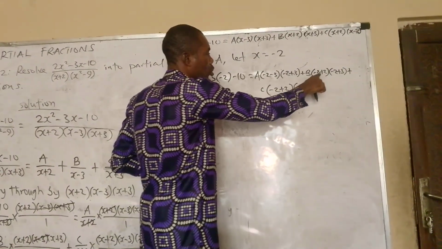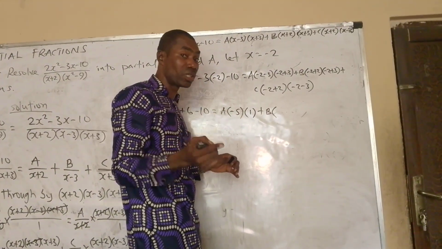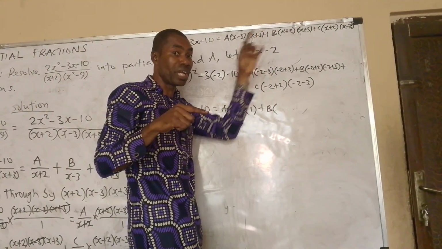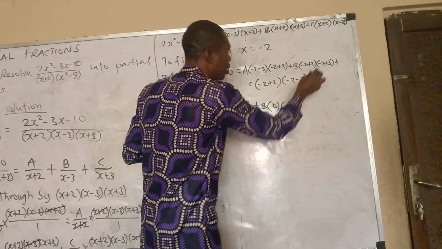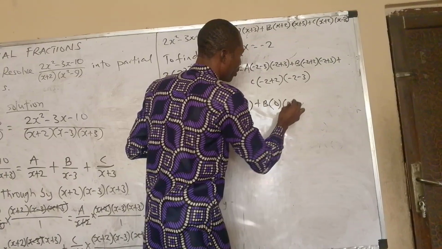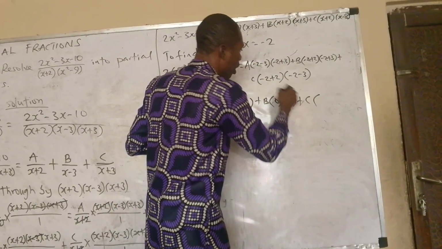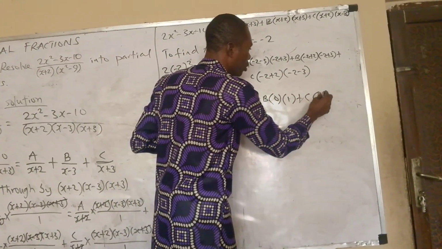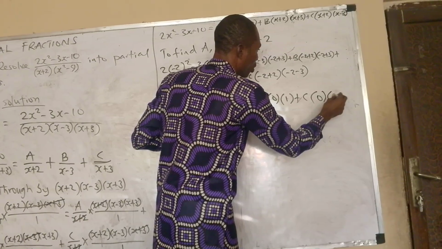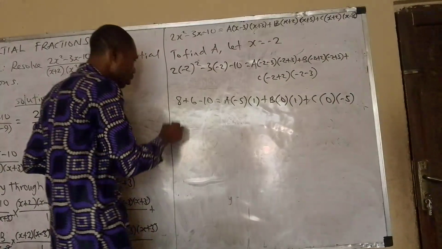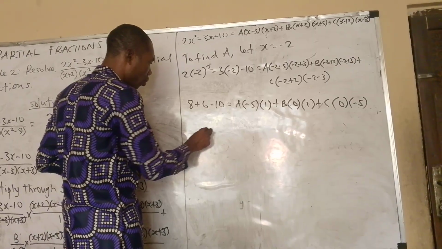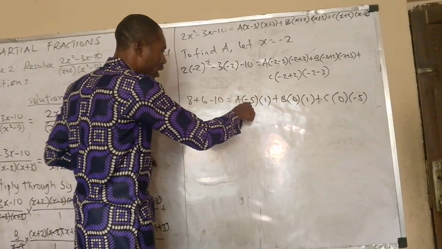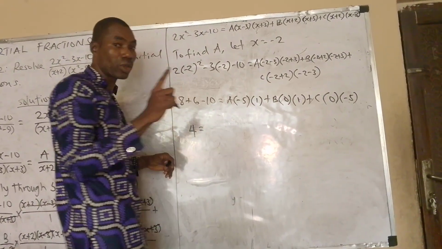Now minus 2 plus 2, 0, which is what I'm trying to achieve. To eliminate b, I must have 0 as one of the factors. So 0 here, then minus 2 plus 3 is 1, and then c, minus 2 plus 2 is also 0. Then minus 2 minus 3 is minus 5. So 8 plus 6 is 14, minus 10 we have 4. Then here, minus 5 times 1 is minus 5.